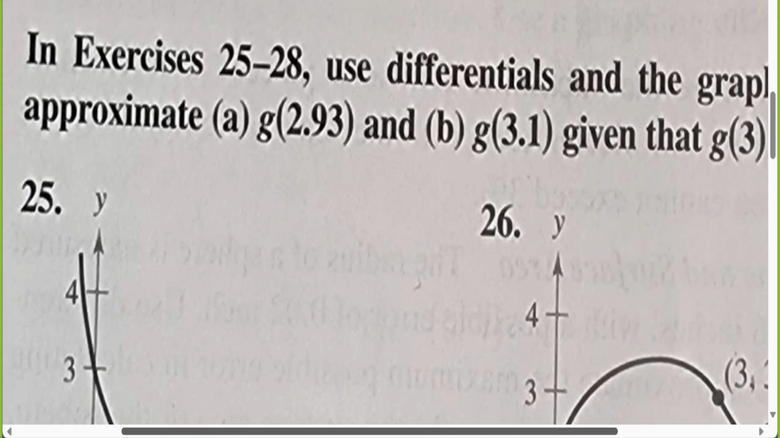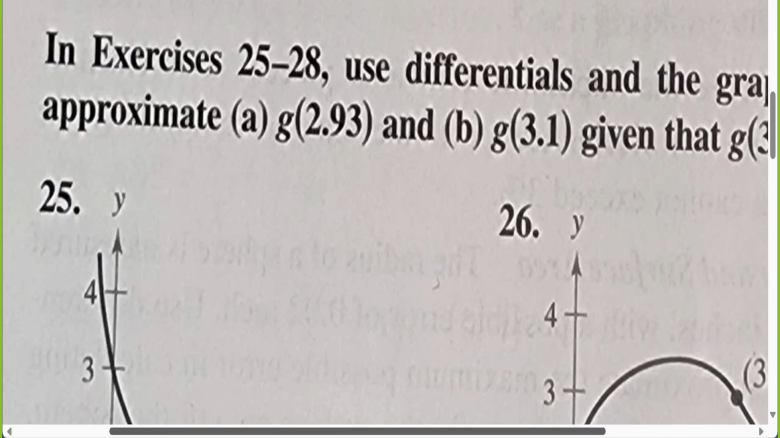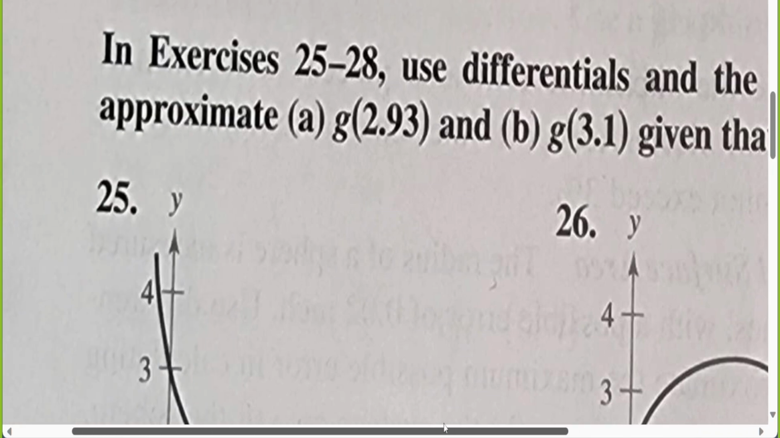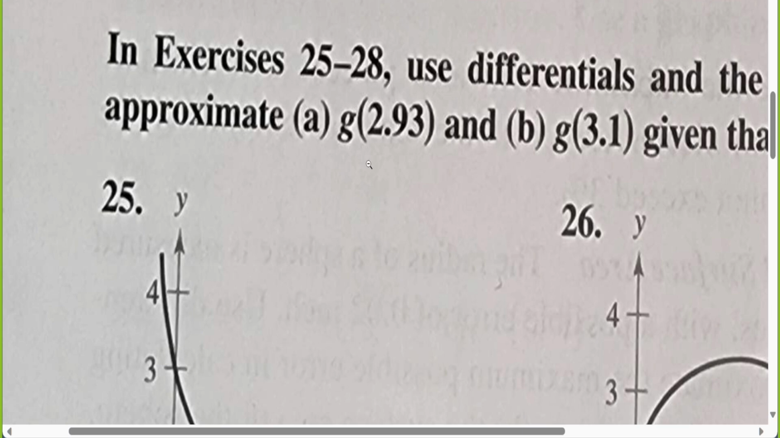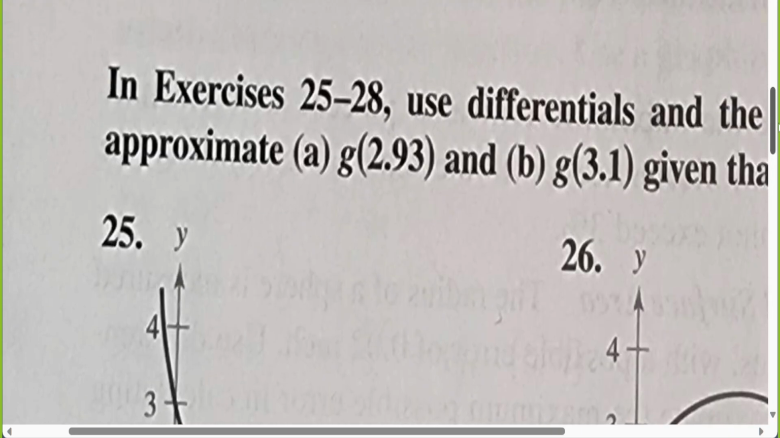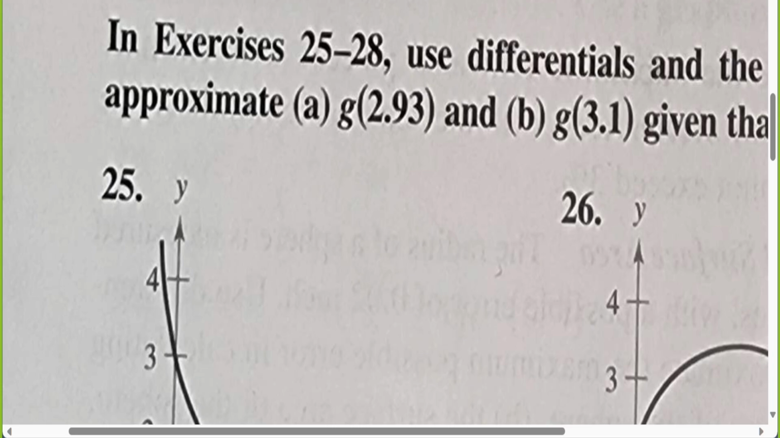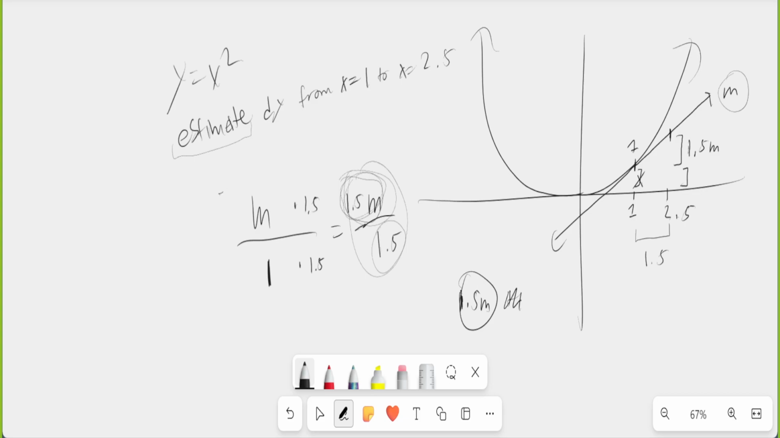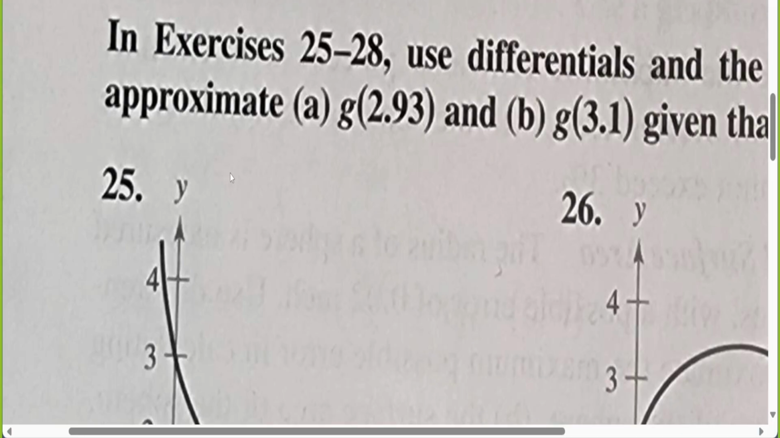Use differentials and the graph to approximate, given that g of 3 is 8. So if you want to find g of 2.93, if you know g of 3, you just make the tangent line here, right? And you can just plug in this. But since you're using differentials, this is what I did. Essentially, when they say to use differentials, they're telling you to do this instead, because it's a little faster. So does that make sense? You're doing this thing I just showed you.